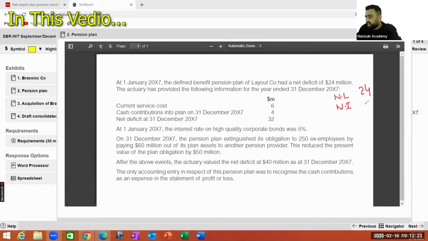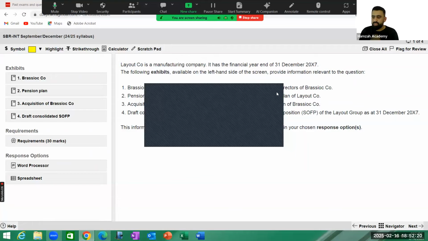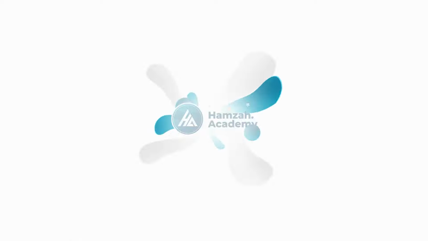on this opening net liability, you have to recognize a net in Brassic company question 5 of the B company executive director.